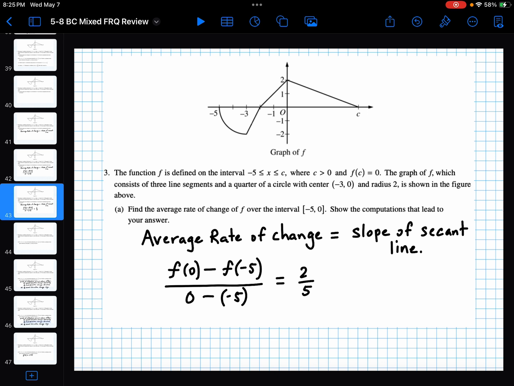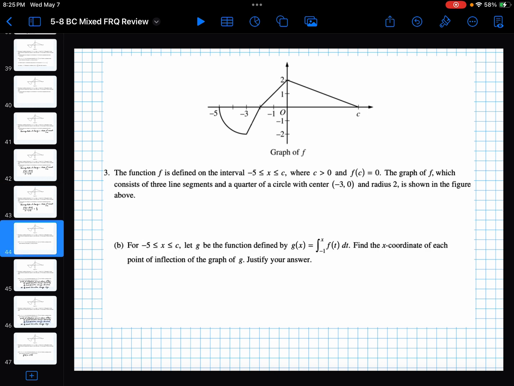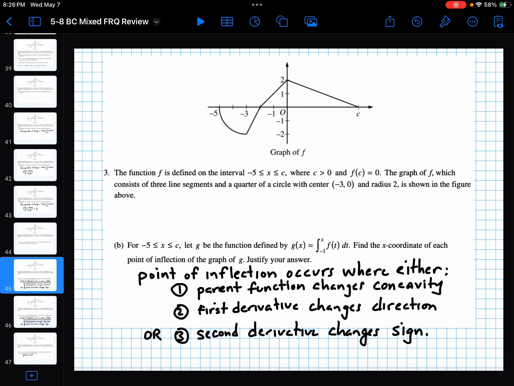Moving on to part B. Now on the interval from -5 to c, they're defining a new function, g of x, which is a definite integral, this time from -1 to x of f of t, and we have to find the x-coordinate of each point of inflection. All right, well, to find points of inflection, you really have 3 possibilities. There's one for the parent function, one for the first derivative, one for the second derivative, and they basically look like this. A point of inflection occurs where the parent function changes concavity, so if they tell you that explicitly somewhere in the question, you could use that.